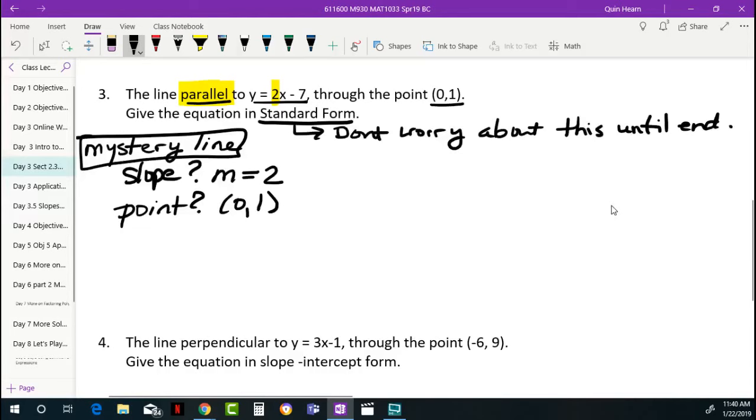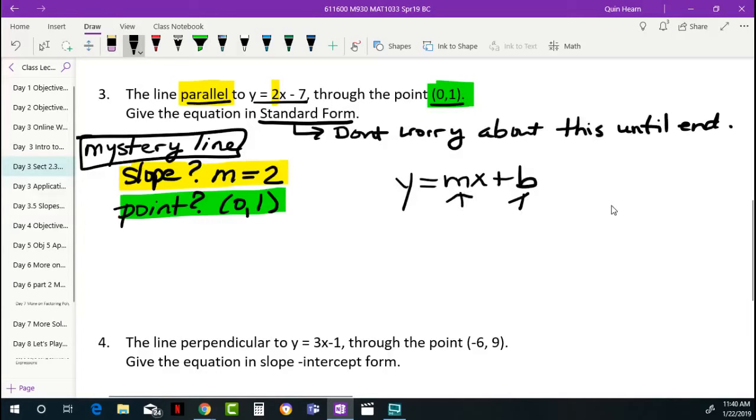To write the equation of any line, you need the slope and a point. So in some way, shape, or form, they have to be giving you the slope and a point. They're giving you the slope by telling you that it's parallel to y equals 2x minus 7. They're giving you a point because they're giving you 0, 1. But the reason I'm asking if it's a y-intercept is because if it is, then we can find the equation of the line very easily, because we'll be able to just replace m and b and we'll be done, as opposed to having to use point-slope form or solving for b.